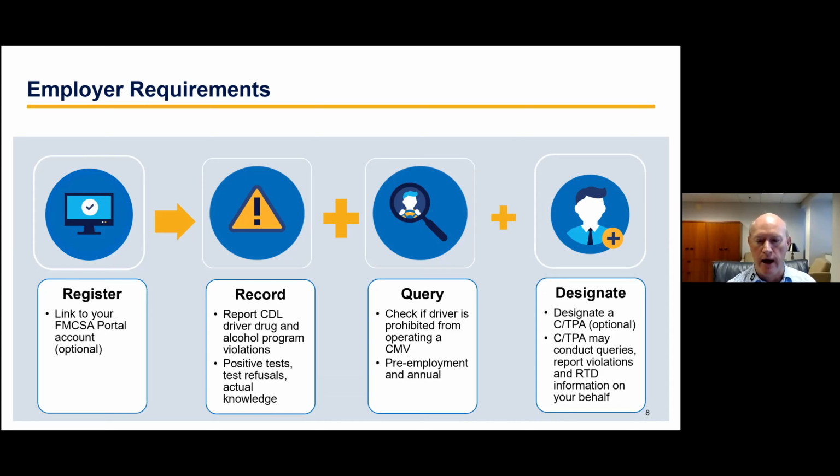And then the last step is if you use a consortium or third party administrator, a C/TPA, you need to designate in there who that entity is. You get that information from them, and you actually specify who that entity is, because that C/TPA is going to have the option of doing things on your behalf, like conducting the queries, reporting violations, and return to duty information, if you choose to allow them to do so. If you want to do it all yourself, then you don't need to designate. But most companies get a third-party administrator to assist them in their drug and alcohol compliance.